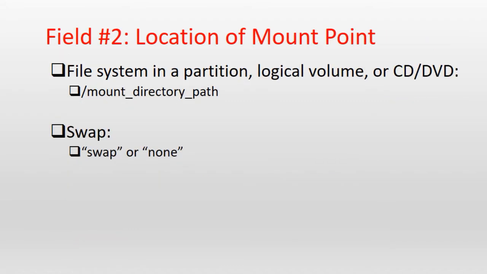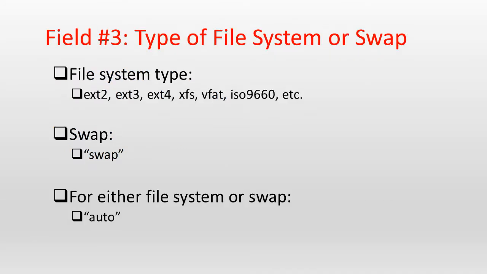Field number 2 identifies the mount point for the file system. It should be an absolute path to an empty directory. For swap areas, this field can be set to either swap or none. Field number 3 specifies the type of the file system or the swap. For file systems, we may see an entry like ext2, ext3, ext4 for extended file systems, XFS, VFAT, or ISO 9660. For swap areas, the type swap is used.